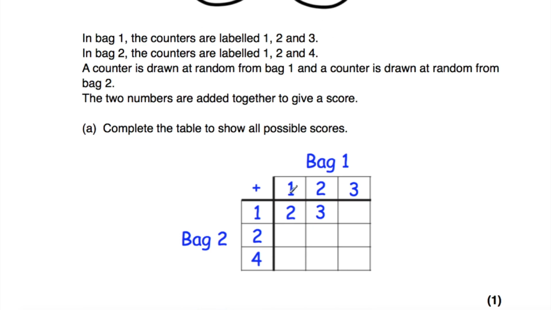So here we've got bag 1. We could take a 1 from bag 1 and a 1 from bag 2, and we could add them together to get a 2. We could get a 2 from bag 1 and a 1 from bag 2 and add them together. 2 plus 1 is equal to 3, and so on. So to complete this table, we just need to add together the numbers on the counters.